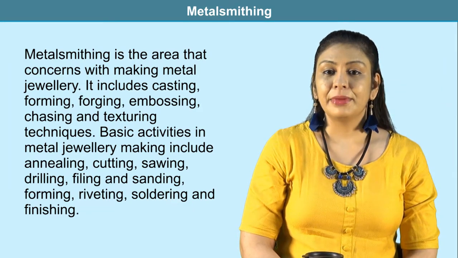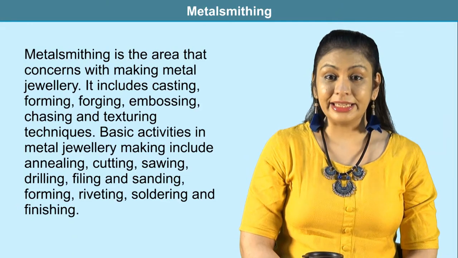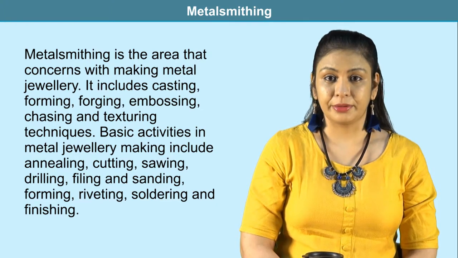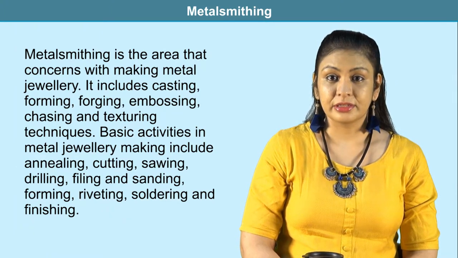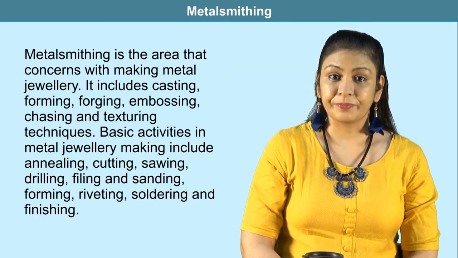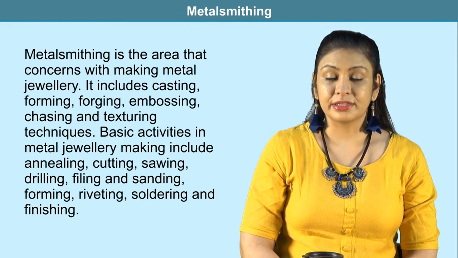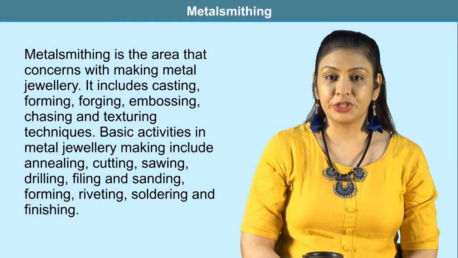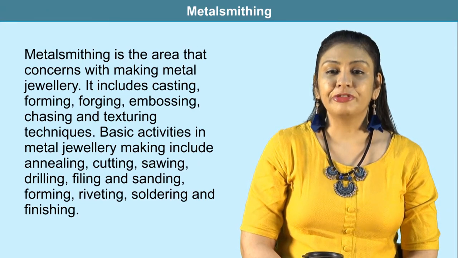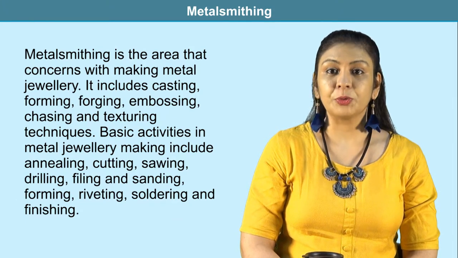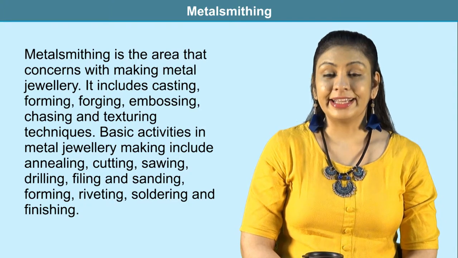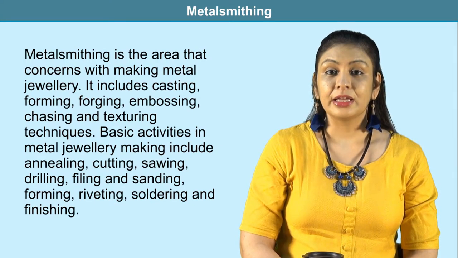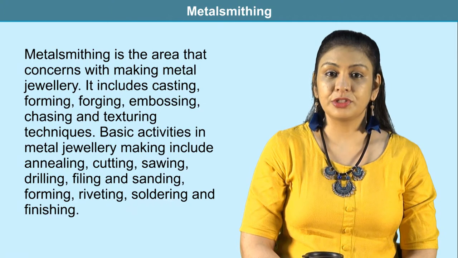Basic activities in metal jewelry making include annealing to soften the metal, cutting with shears or sawing, drilling holes, filing and sanding, forming using hammers, riveting, soldering, and finally finishing. Finishing, apart from antiquing and coloring that we will see below, also includes sanding, buffing, and polishing. The final step is often sealing when it comes to costume jewelry.